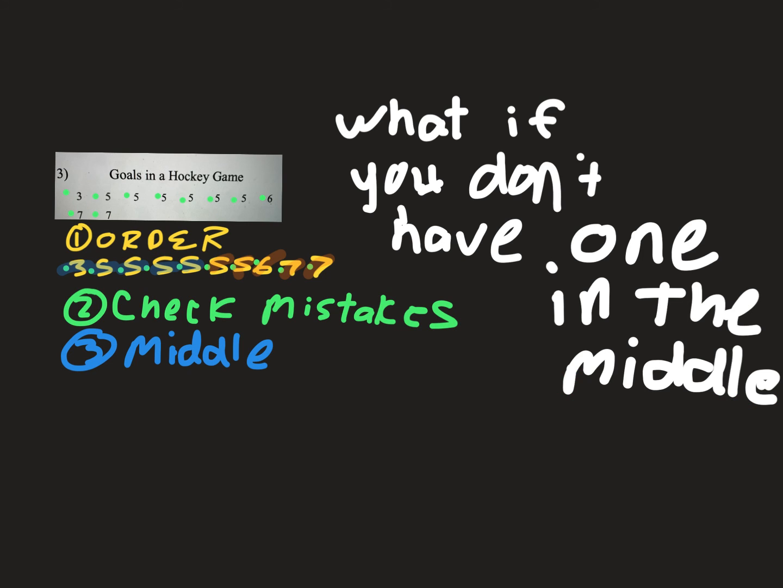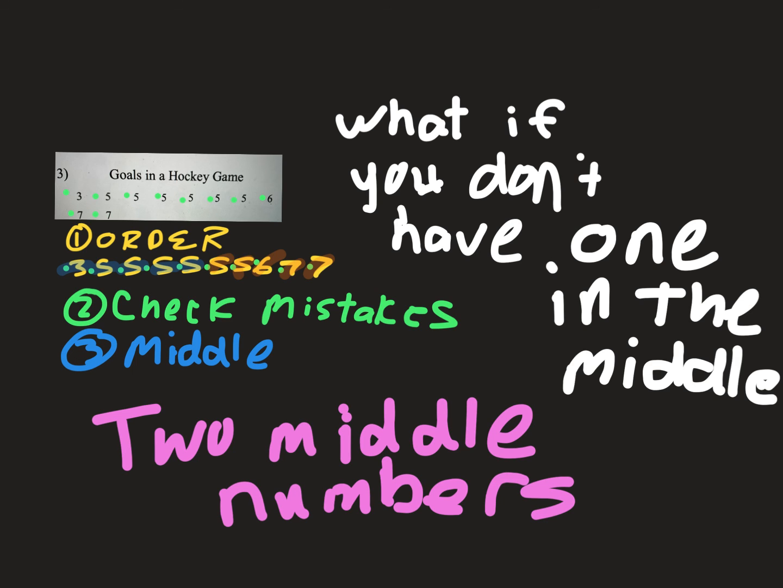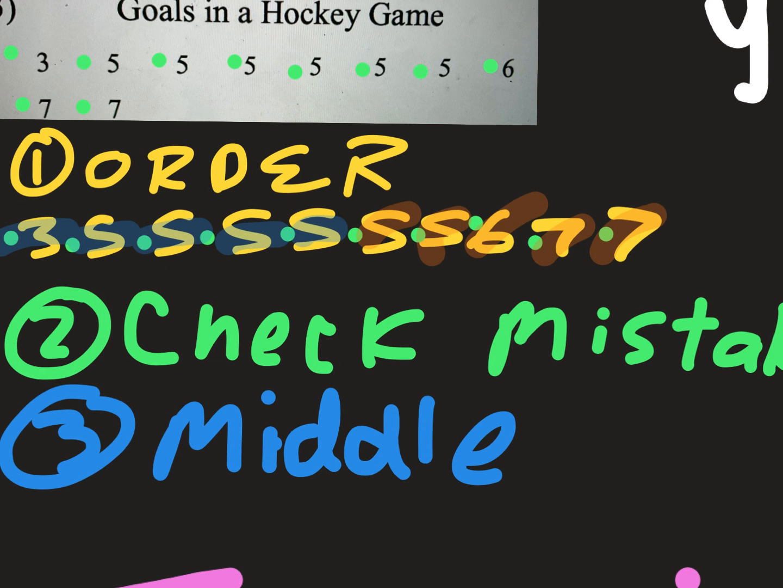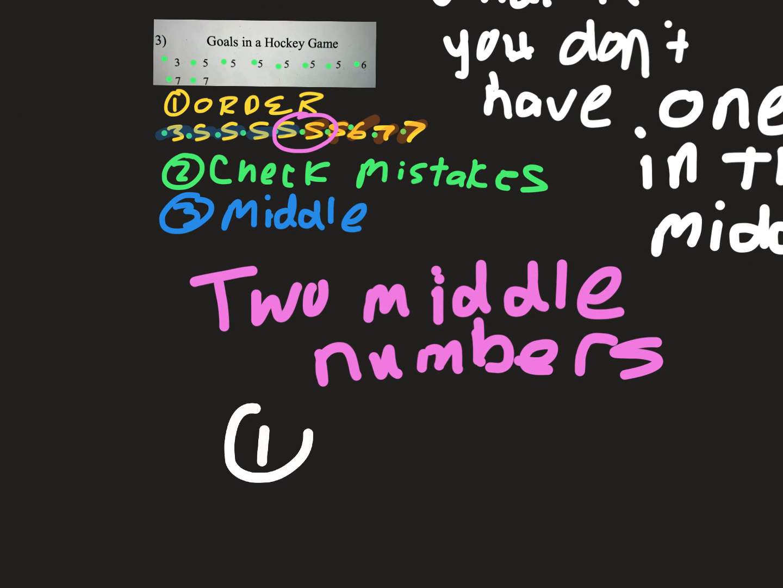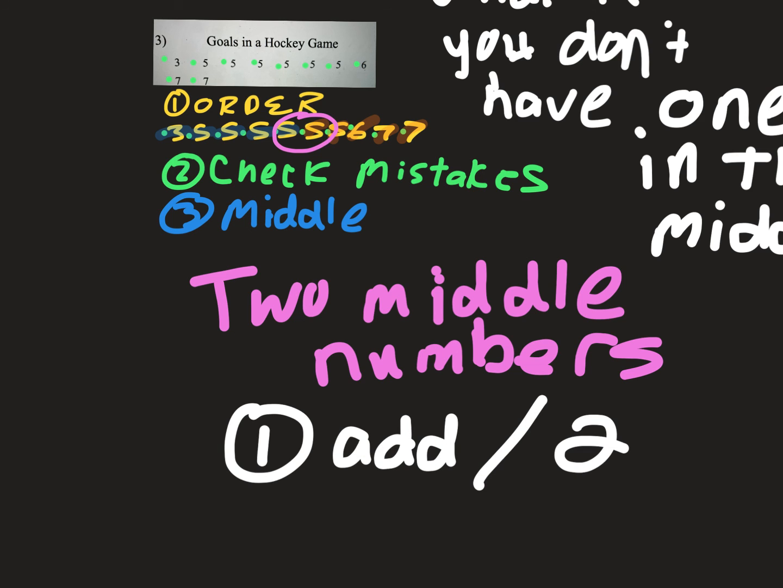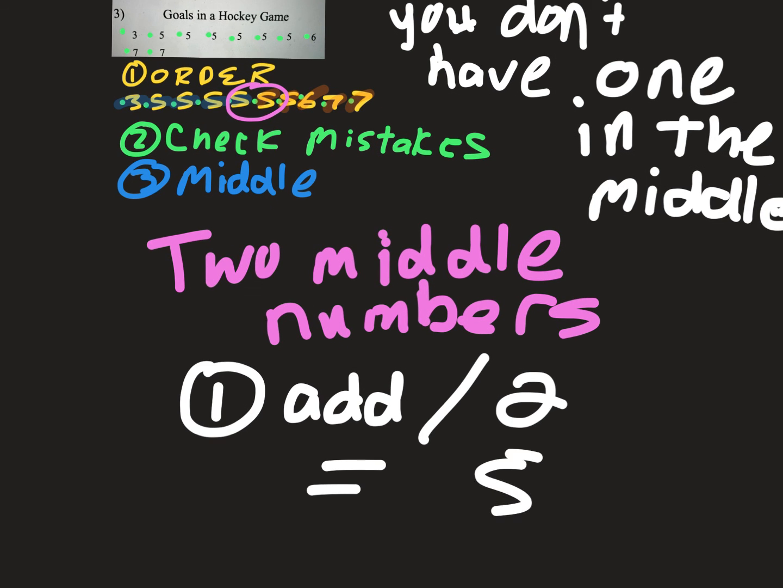So what if you don't have 1 in the middle? The first thing you're going to do is look at the 2 numbers in the middle. So if I zoom in here, the 2 that are in the middle are 5 and 5. And you add them, then divide by 2. But since both of the 2 numbers in the middle are a 5, in this case we just know that it's a 5.